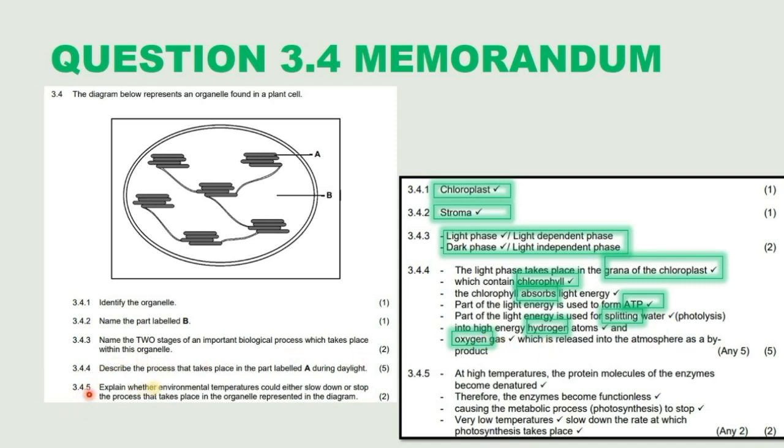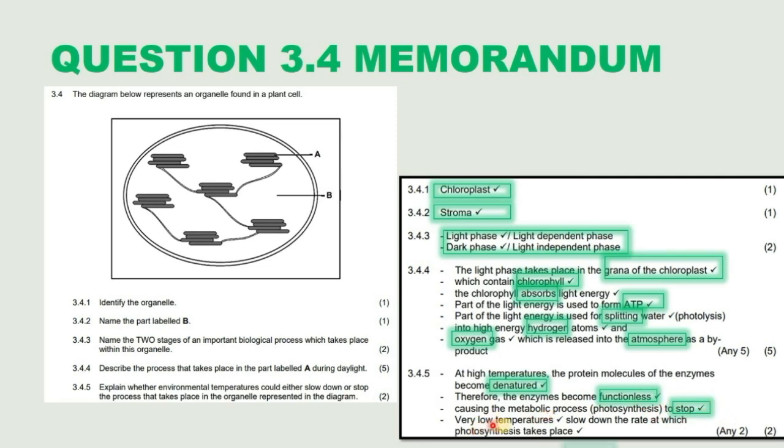Question 3.4.5, explain whether the environmental temperature will affect the process that takes place in this organelle. High temperatures will affect the protein molecules, the enzymes, because they will be denatured. That means the enzymes cannot perform their function. They are functionless. This causes the rate of this metabolic process, which is photosynthesis, to stop. At first it will only slow down and then eventually stop completely.